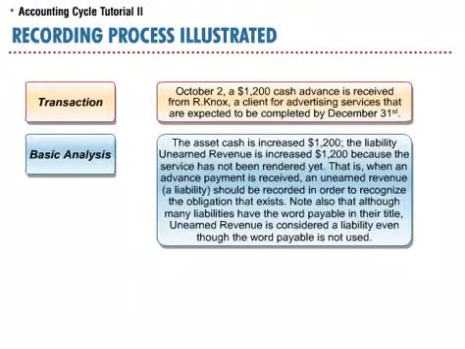On October 2nd, a $1,200 cash advance is received from R. Knox, a client for advertising services that are expected to be completed by December 31st. The asset cash is increased $1,200. The liability unearned revenue has been increased $1,200 because the service has not been rendered yet. That is when an advance payment is received.